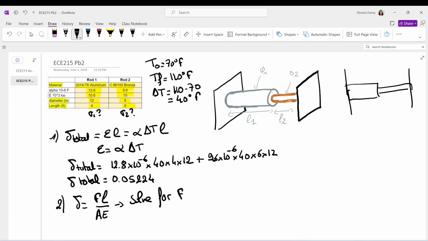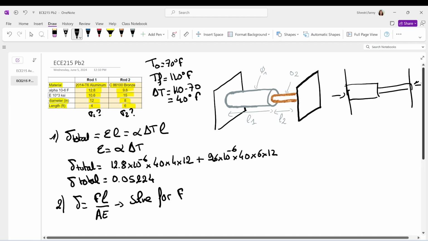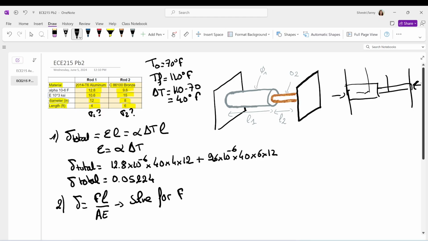And the force F, there's a force that is pushing on both of them, like the walls are pushing on them because they try to expand. If we cut anywhere, that will still be F. Anywhere, that will be F. The sigma will be different because the area is different, but the force will be the same.